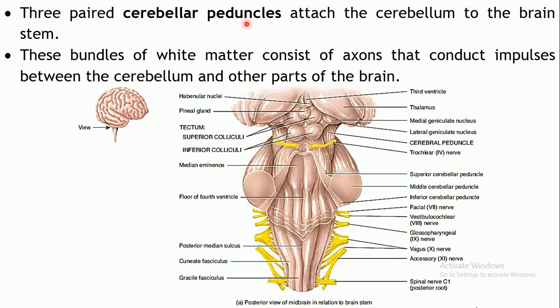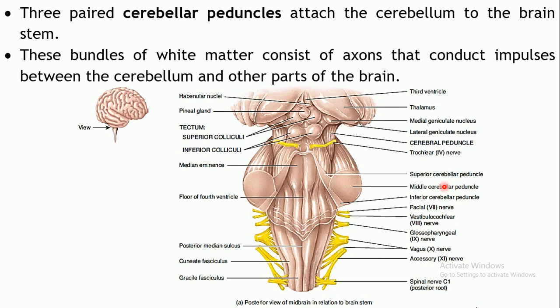Now the main function of these peduncles is to attach the cerebellum to the brain stem. It is attached to the brain stem. It comprises a number of axons which are traveling along these peduncles, so that there is exchange of information between the cerebellum and the rest of the CNS.